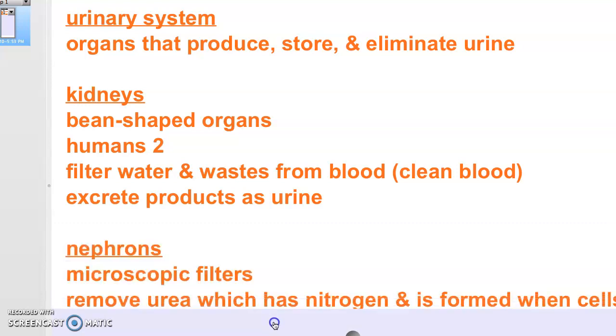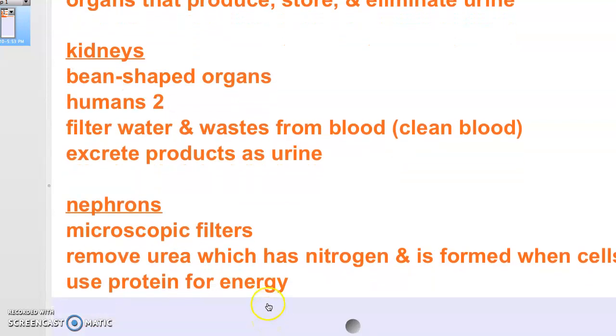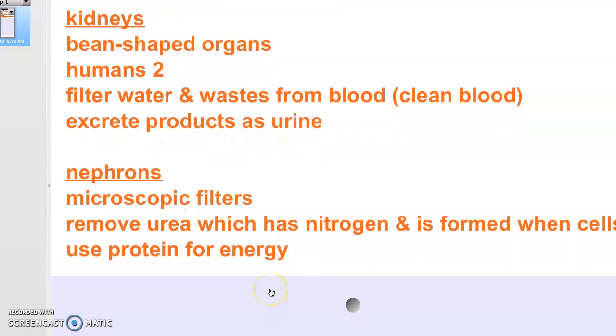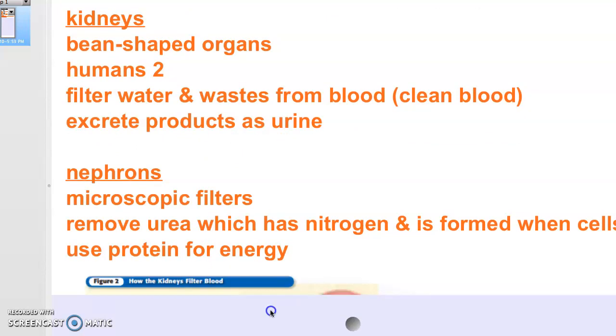So inside the kidneys, we have these filters, which your book talked about. Those remove urea, which has nitrogen, and it's formed when your cells use protein. So those nephrons, think of them as like a strainer that helps keep what your body needs in and get rid of what it doesn't need.